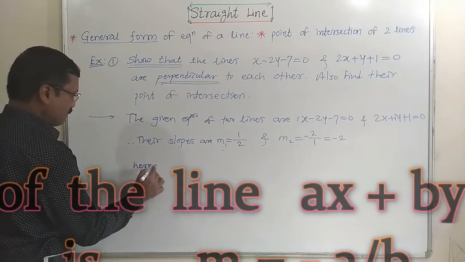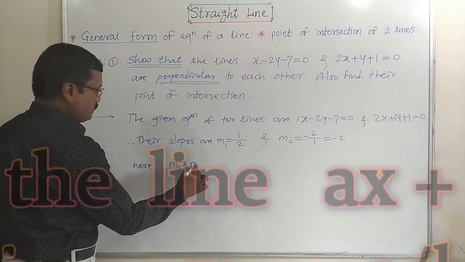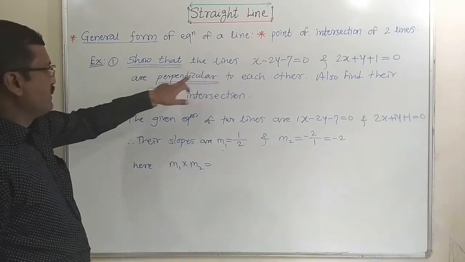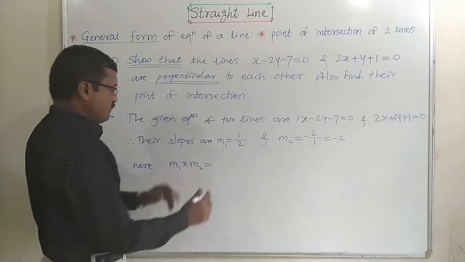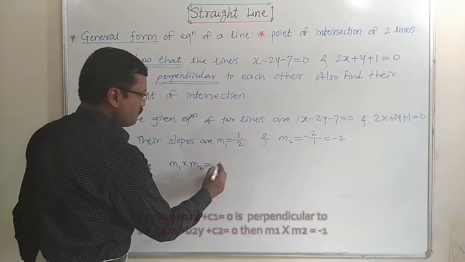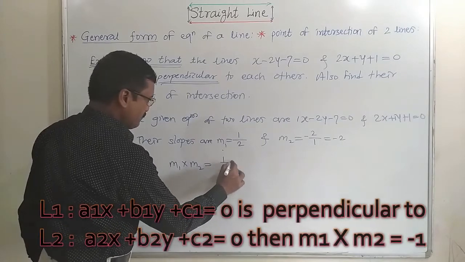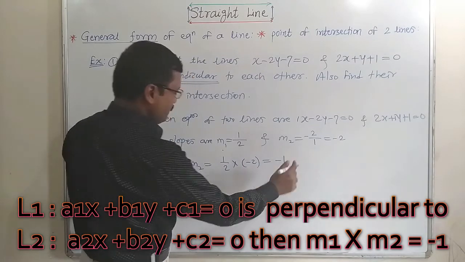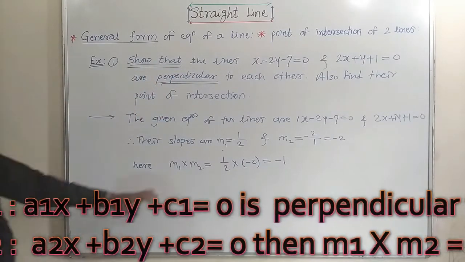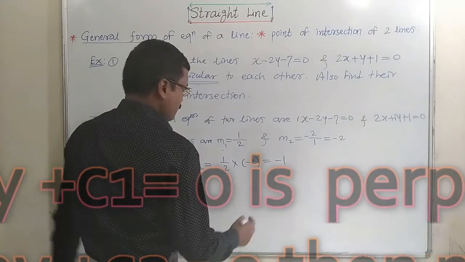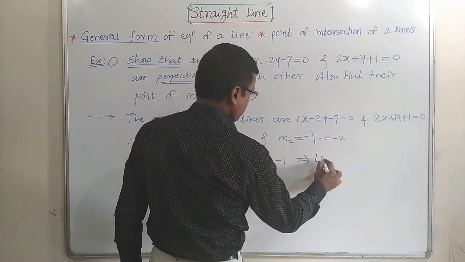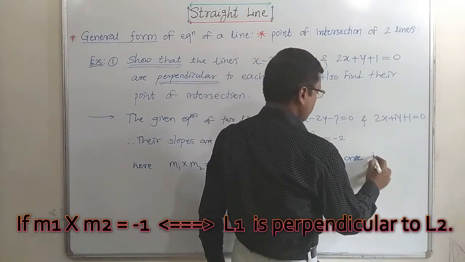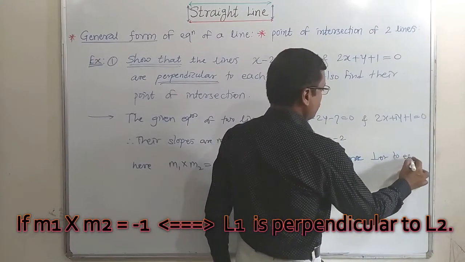Here m1 into m2. Why are we taking the product of these two slopes? Because we have to show that these two lines are perpendicular. That's why we are taking the product. So m1 into m2 equal to, m1 is half into m2 is minus 2. Obviously the answer will be minus 1. So here m1 into m2 equal to minus 1 implies the lines are perpendicular to each other.